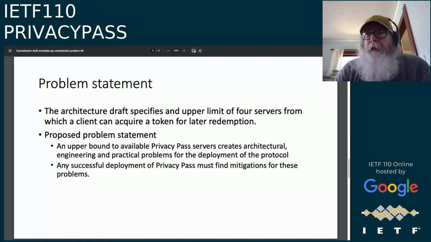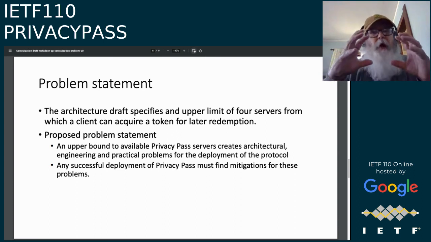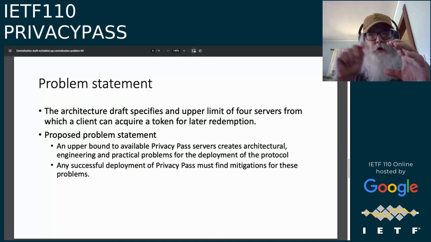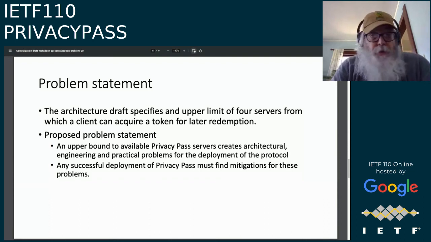So the problem statement that's in the consolidation draft takes a look at what the architecture document provides as guidance. The basic problem statement is that if there's an upper bound available of PrivacyPass servers in the ecosystem, then there's a very practical problem for deployment of the protocol, because you have a very small number of issuing servers. So you have control located in a very small number of servers. And then we'd call into question who is running those servers and all the usual questions we have about centralization.